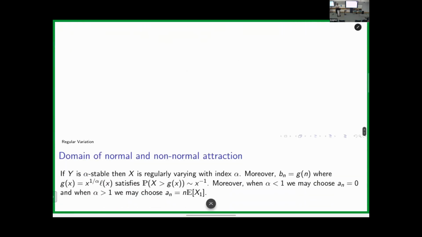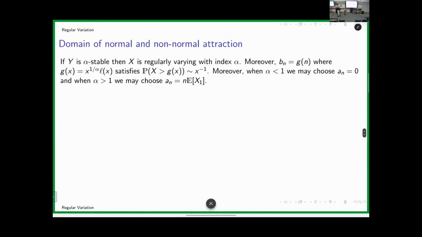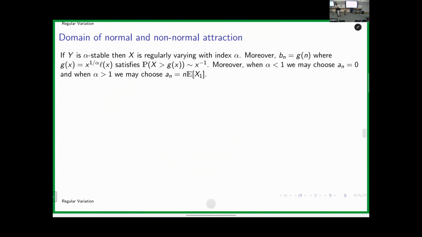Okay. And what about the centering parameter? Well, it turns out that if alpha is strictly less than 1, then you can pick a_n to be 0. It doesn't matter. It will be eaten up by the scaling normalizing parameter B_n. And if alpha is greater than 1, then your random variable X will have a finite mean, and you can pick a_n equal to n times the expectation of X_1, just like in the classical CLT. So more or less things as you would expect. It's still reasonable.